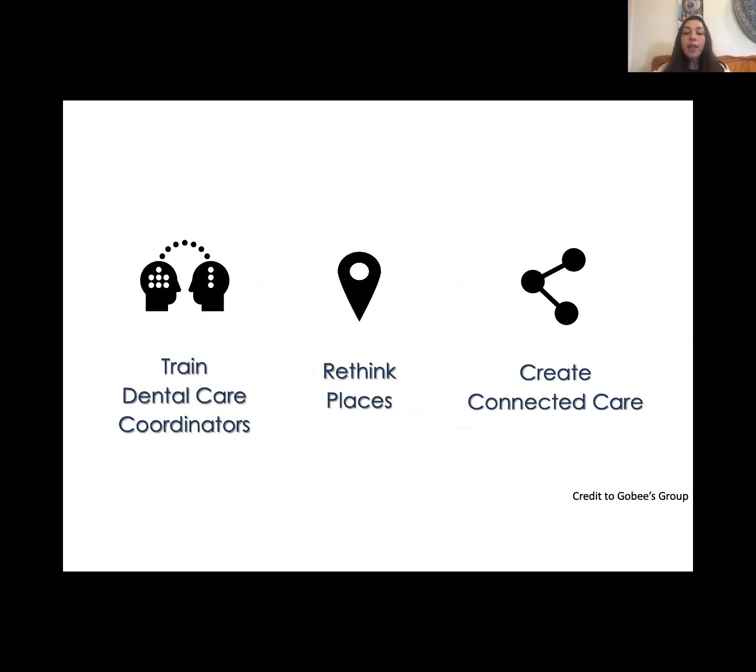So as a result of that, this is the concept. This is an overall concept that came out. Basically, we said, okay, we are going to train dental care coordinators. We decided on care coordination to be a big element of that. And we looked at community health worker programs or FQHCs who have such models and what we can learn from that. We want to rethink places. Where are these people going to do their work in the community, and how would that look? And we're going to create connected care through that. Next slide, please.